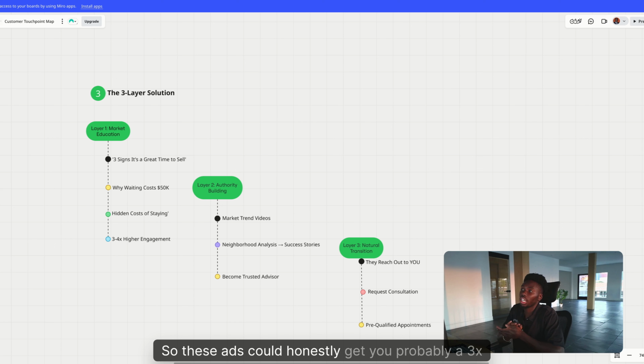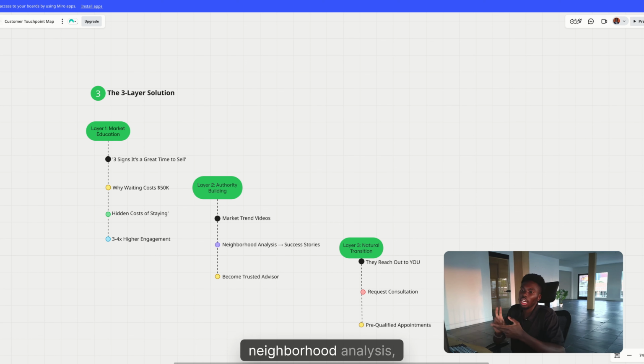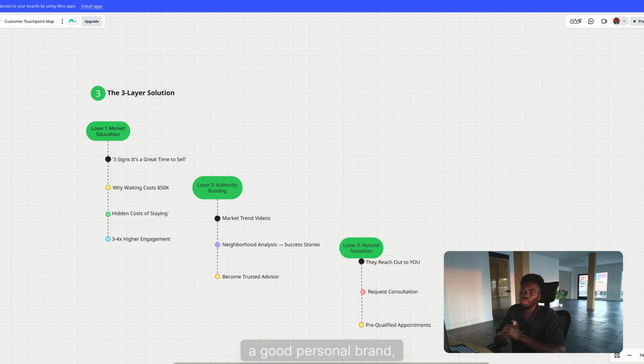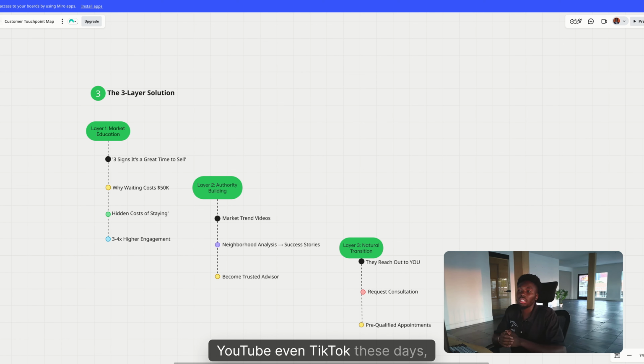These ads could honestly get you probably 3x or 4x higher engagement because you're providing valuable information and you're not asking for something. So layer 2 is going to be authority building. Once they engage with your educational content, you follow up with market trends, neighborhood analysis, and success stories, without being salesy. The whole process is to build trust. You're not selling, you're becoming their trusted market advisor. And this is good because they can continue to keep watching your content. Personal branding is going to be huge in 2025 and beyond. Having a good personal brand, whether that's on Instagram, YouTube, or even TikTok these days, is very good for establishing trust and rapport because people watch your content across different social media platforms.